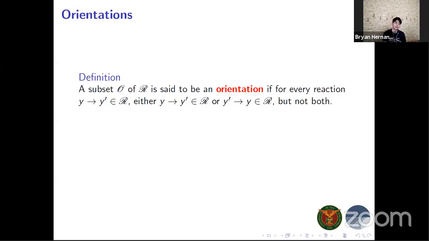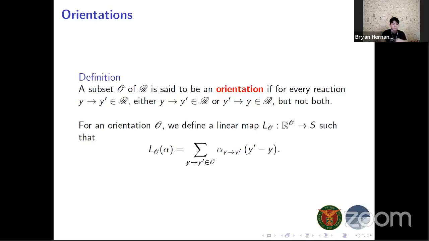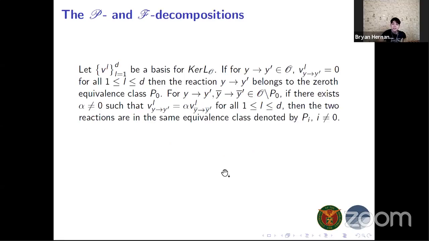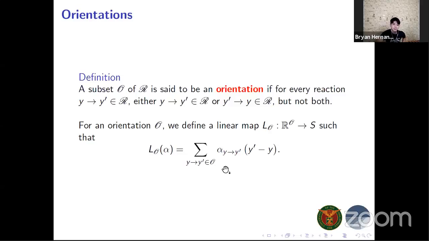Another definition: a subset O of R is said to be an orientation if for every reaction Y to Y prime in the set of reactions, either that reaction is in the orientation O, or its reverse reaction is in the orientation, but not both. For an orientation O, we define this linear map L sub O from R sub O to the stoichiometric subspace. So we have the following. We are interested in the kernel of this map. As we can see, this somehow reminds us of the SFRF of the system.